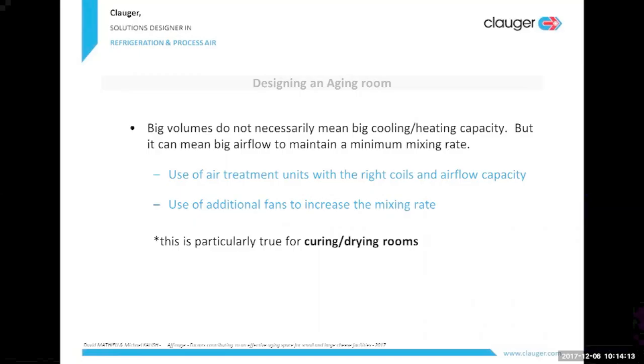So this is an important detail also in design, and this is particularly true for curing and drying rooms, because as I was telling you, the velocity is very important there: it's the air velocity that will take the moisture away from your cheese. So this is something to be very careful about in curing and drying rooms.